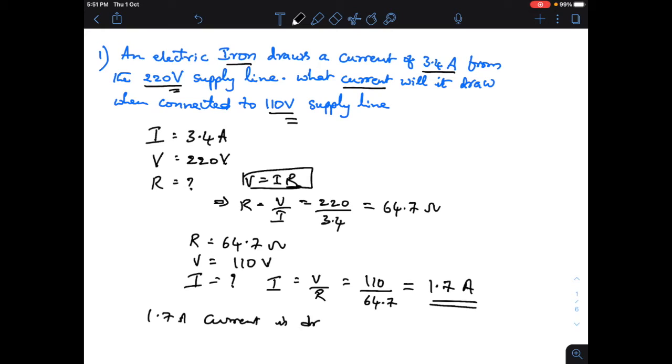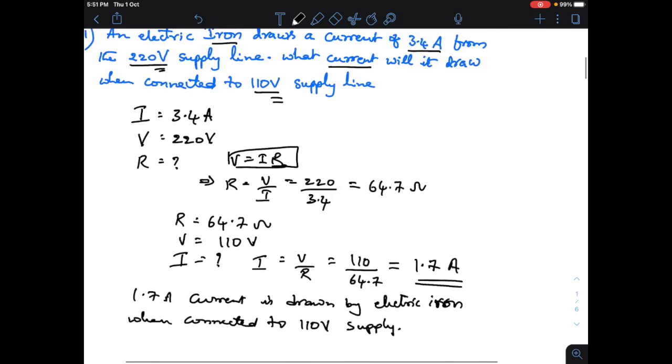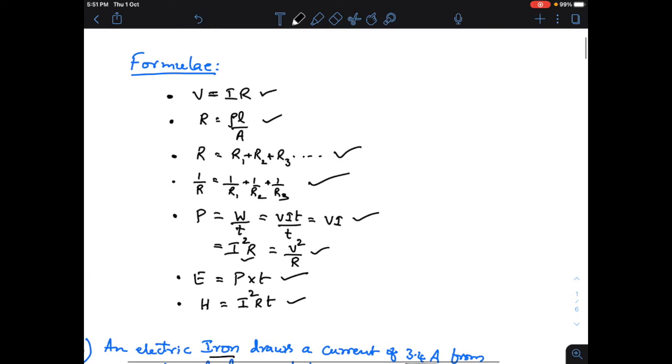is drawn by the electric iron when connected to a 110 volts supply line. So we have used the first formula, V is equal to IR.